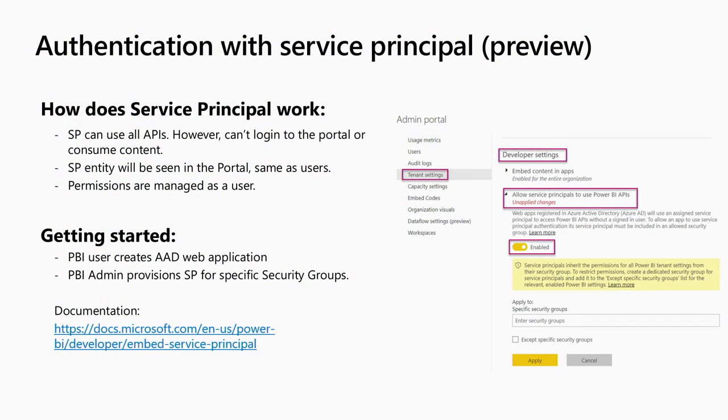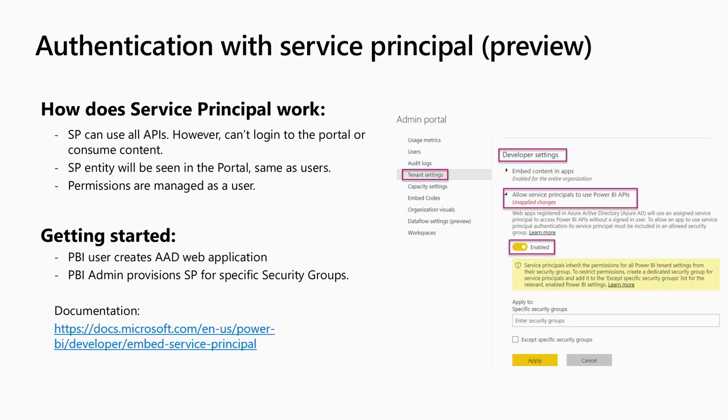So how does service principal work? It can be used, again, to do all the API calls, but it's not a Power BI Pro user, or not a Power BI user at all. So you cannot log in with your service principal account to powerbi.com and see content there. But with service principal, you are treating it as a user.